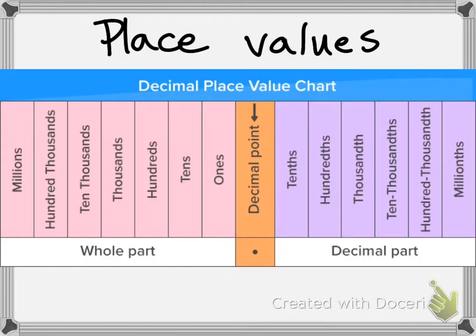So the first thing that we need to look at is place values. In order to understand how to go from decimals to fractions, we need to understand how place values work. So what do we notice? Do we notice any patterns here with our place values? Do we notice anything that's happening?